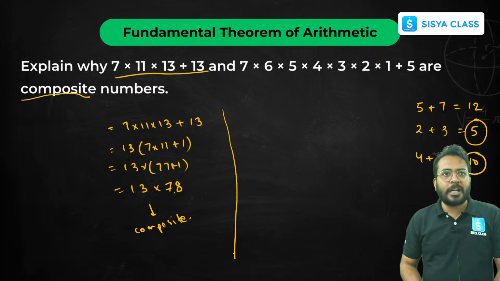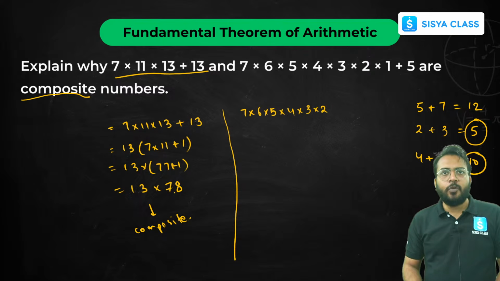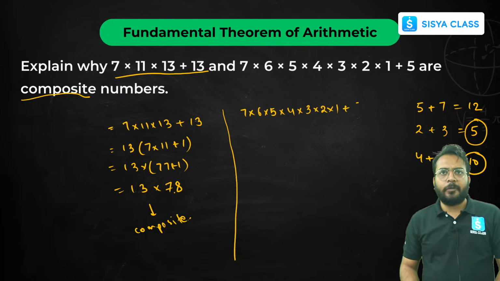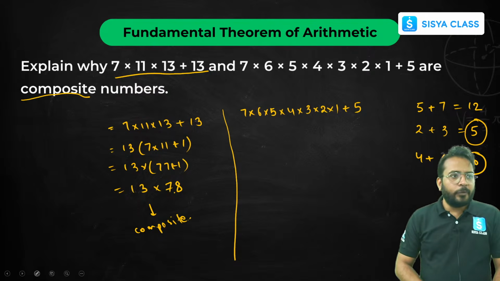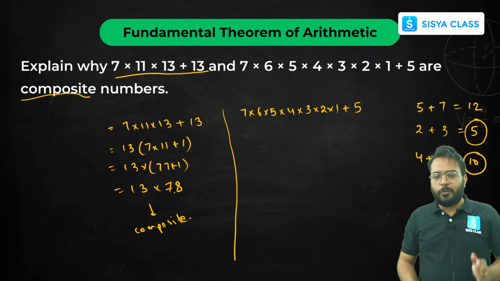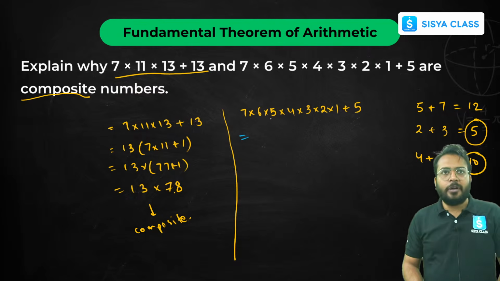Now the second number. What is my second number, beta? My second number is 7 into 6 into 5 into 4 into 3 into 2 into 1, plus 5. This number we need to tell whether it is a composite number or not, and why it is a composite number. Acha. So here we are having 5 and 5.